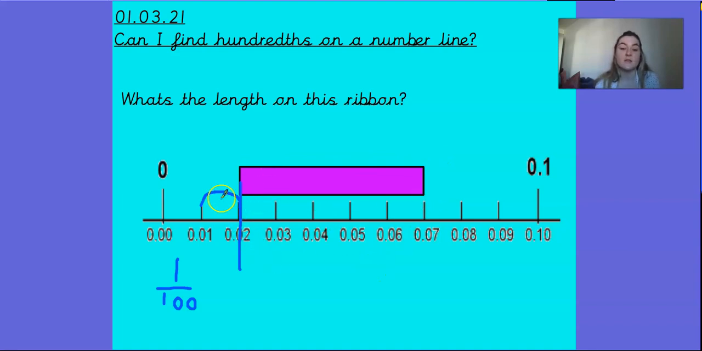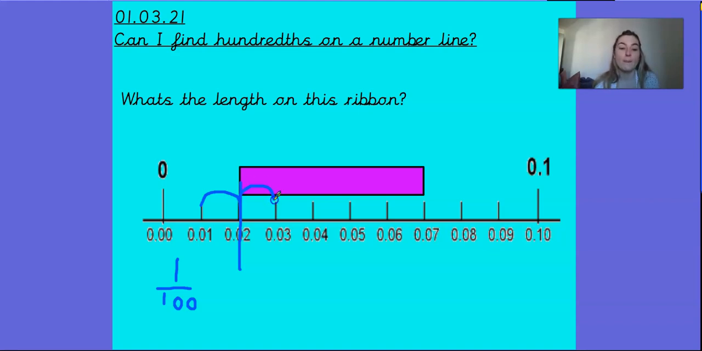Okay, so let's have a look here. We can see that this whole number line, so this whole measurement line, is 1 whole. So let's have a look and count up and see what the length of this ribbon would be. Pause if you want to have a go on your own, but otherwise you could do it with me now.